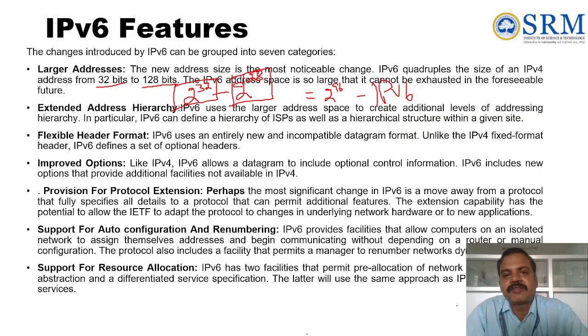And these are the advantages of IPv6: larger address, extended address hierarchy, flexible header format. Yes, it really is flexible. We have more options than IPv4. We have the provision to add new protocols to be part of IP, to interact with IP and work along with IP. We have given the provision for auto configuration and renumbering, which is not in IPv4. Support for resource allocation. So these are the special features and advantages we have in IPv6 over IPv4.